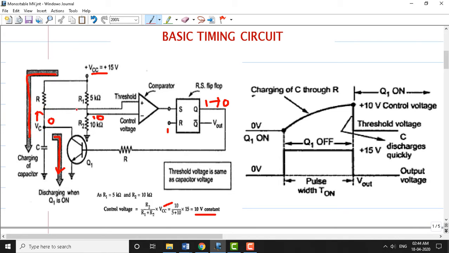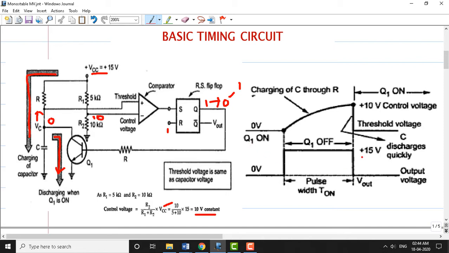Once the voltage here rises above the 10 volts here, the output of the comparator goes high. Once the output goes high, the corresponding Q becomes high. Once Q becomes high, Q bar becomes low. So this is how the working of this circuit can be understood.